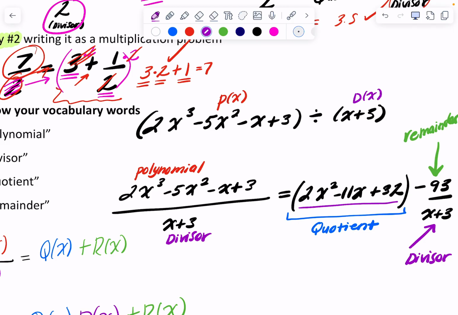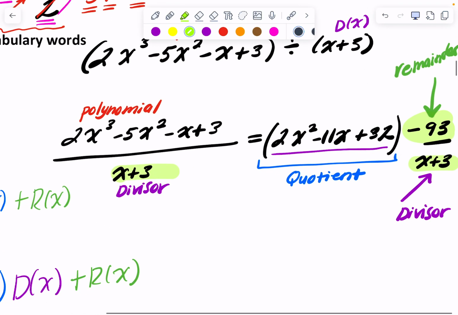I'm going to put it in parentheses. Then you're going to have your remainder. Notice my remainder is written over the divisor. Does everyone see where I'm getting all this? Not where I'm getting the answer, just looking at the answer. Yes? Okay, that would just be the straightforward answer.